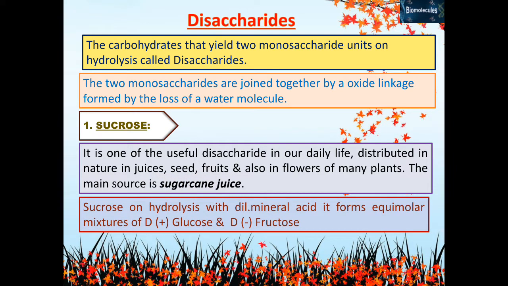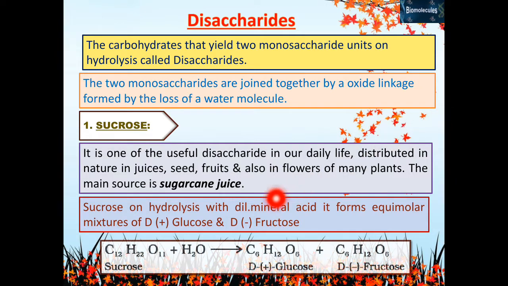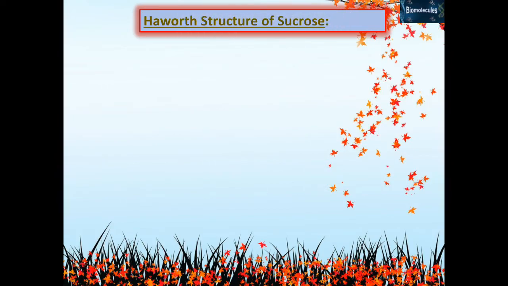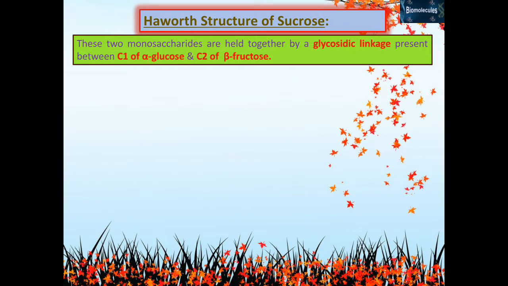This sucrose upon hydrolysis produces an equimolar mixture of glucose and fructose. This equation we have discussed already. C12H22O11 is sucrose. Upon hydrolysis in acidic media it gives D plus glucose and D minus fructose. This structure and reaction we have discussed. Haworth structure. So it's a disaccharide, no? Sucrose is a disaccharide which is composed of one alpha D plus glucose and another one beta D minus fructose.